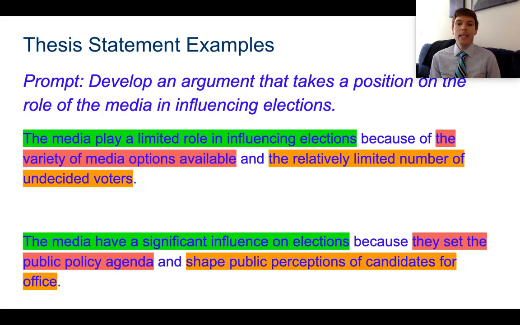The media play a limited role in influencing elections. That's a defensible claim because you could argue that the role is not limited. In fact, I do in the second example. Why do I say that? Because of the variety of media options available and the relatively limited number of undecided voters. Those are my justifications. Those are my reasons why I think the media plays a limited role in influencing elections. My evidence will come in my explanation part.